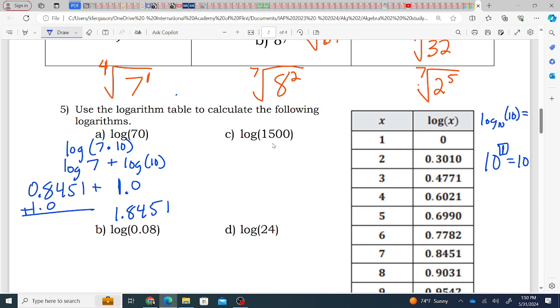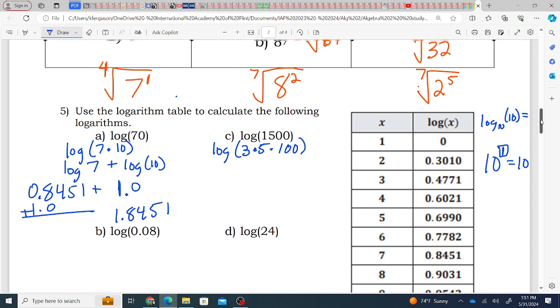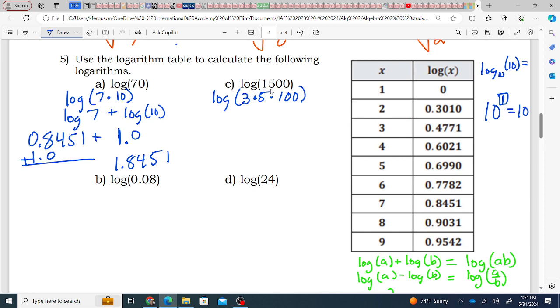So, now I've got log of 1500. Well, I'm going to do the same thing that we did. Log of, say, 3 times 5 times, what is that, 100? Now, why did I multiply 3 values out? Well, I multiplied 3 values out because I knew how I could get 15. That's 3 times 5. But then I still got to deal with these two zeros, which means I'm multiplying by 100. Well, if I break this down now to log 3 plus log 5 plus log of 100, well, 100 is 10 to the second power.